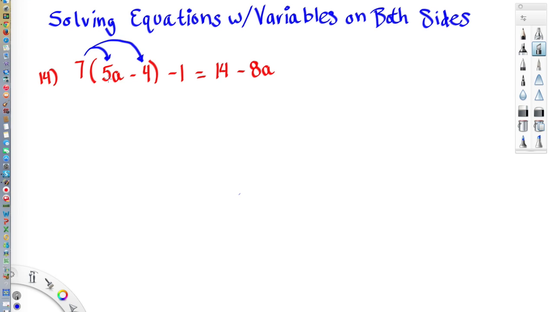7 times 5a will give me 35a. 7 times a negative 4 will give me a negative 28. I know some of you are saying, that's minus 4. Listen, boys and girls, the sooner you embrace the truth that minus 4 is the same thing as negative 4, your math career will go a lot smoother and easier.